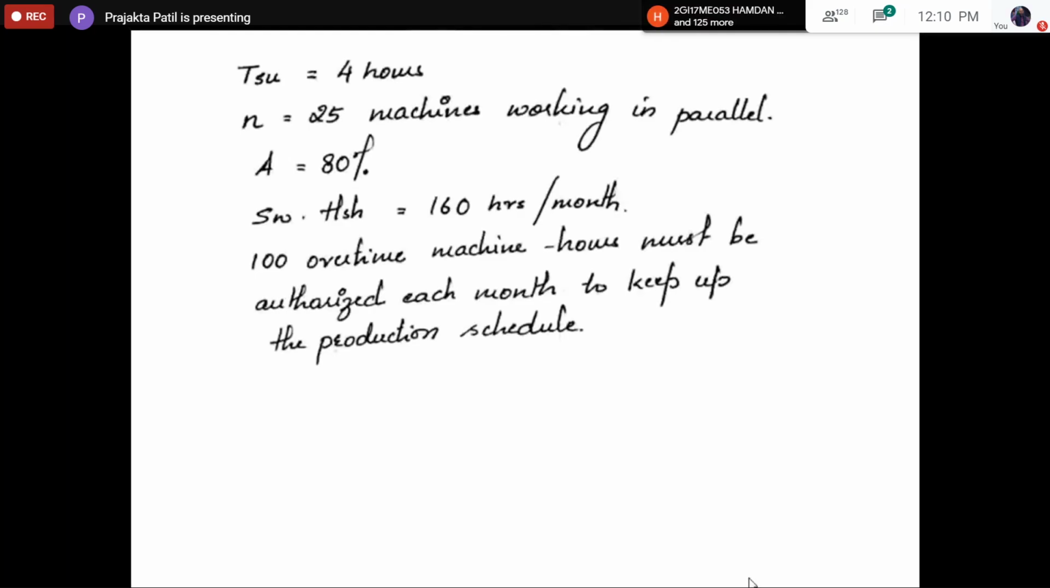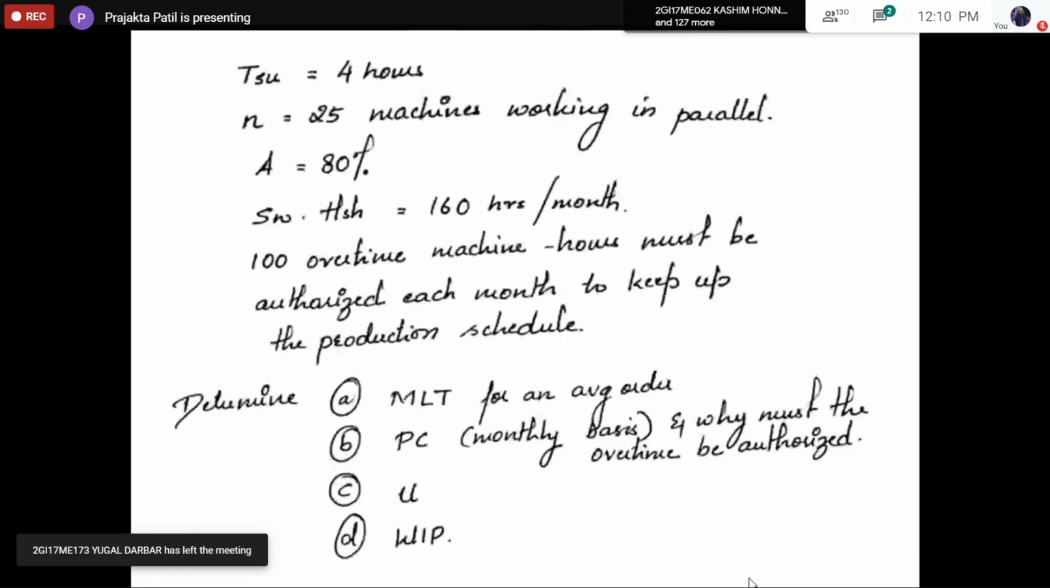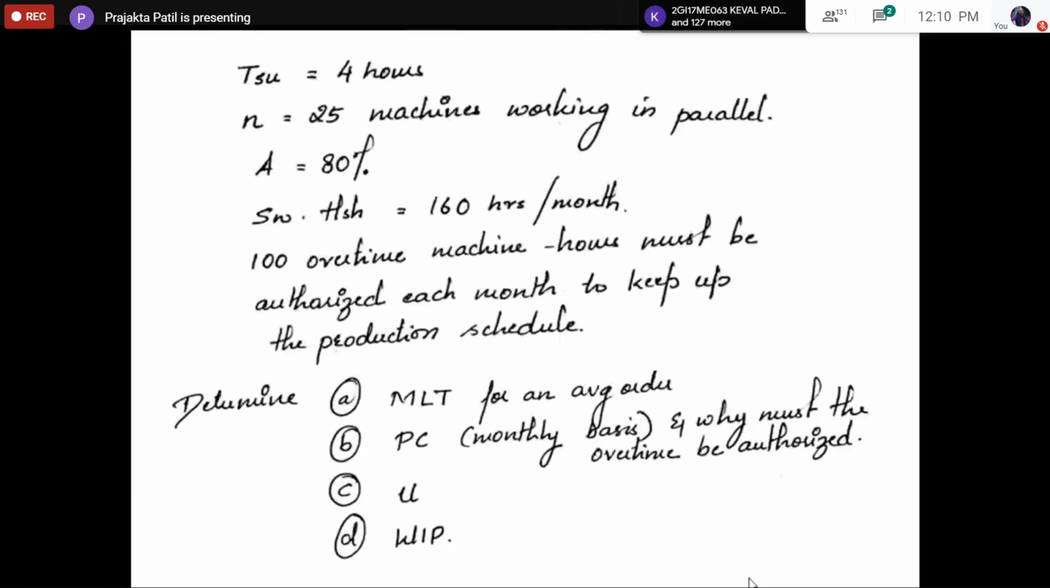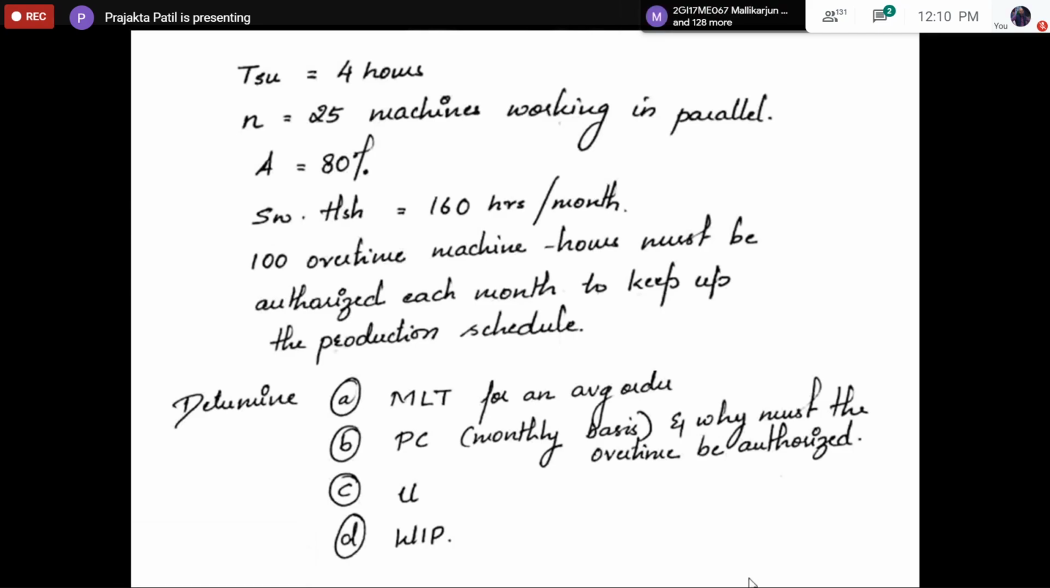So is the given data clear to all? Have you all noted this? Having known this, you please continue with the solution. First, you have to determine what is the manufacturing lead time, production capacity, and why must the overtime be authorized. What is utilization and work in process. So this problem is also with respect to batch production. So all the equations should be considered with respect to batch production.